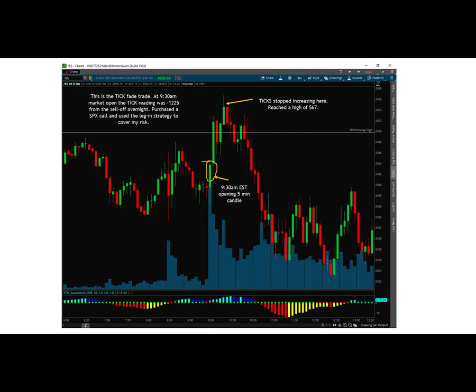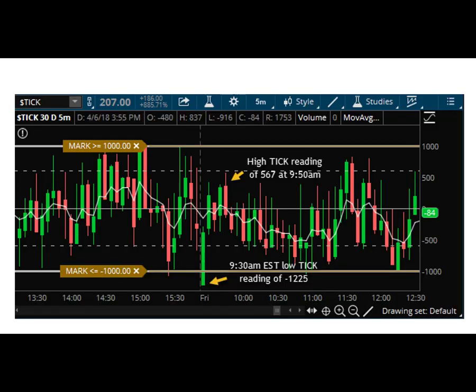And it says this is the tick fade trade at 9:30 a.m. market open. The tick reading was negative 1225 from the sell-off overnight. I purchased an SPX call and used the leg-in strategy to cover my risk. The ticks stopped increasing here when they reached a high of 567. So this would have been that 9:50 candle right here on the ticks.